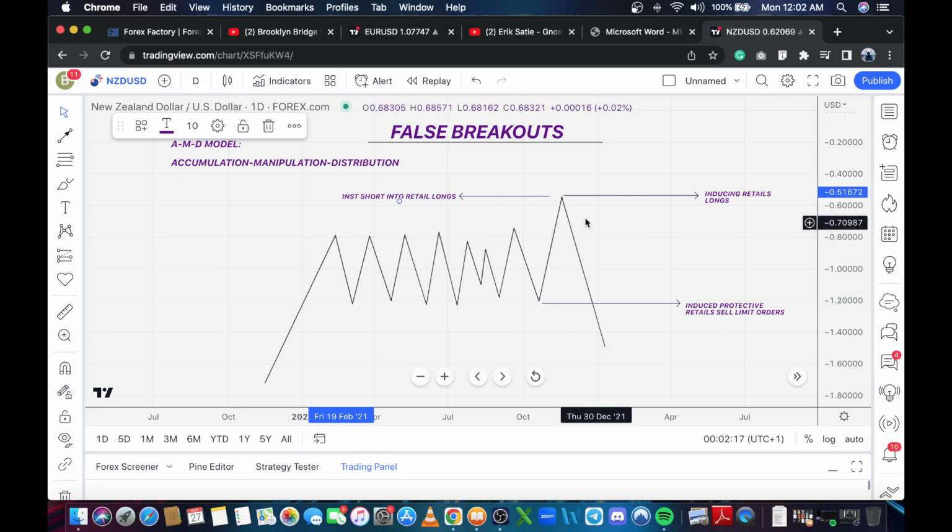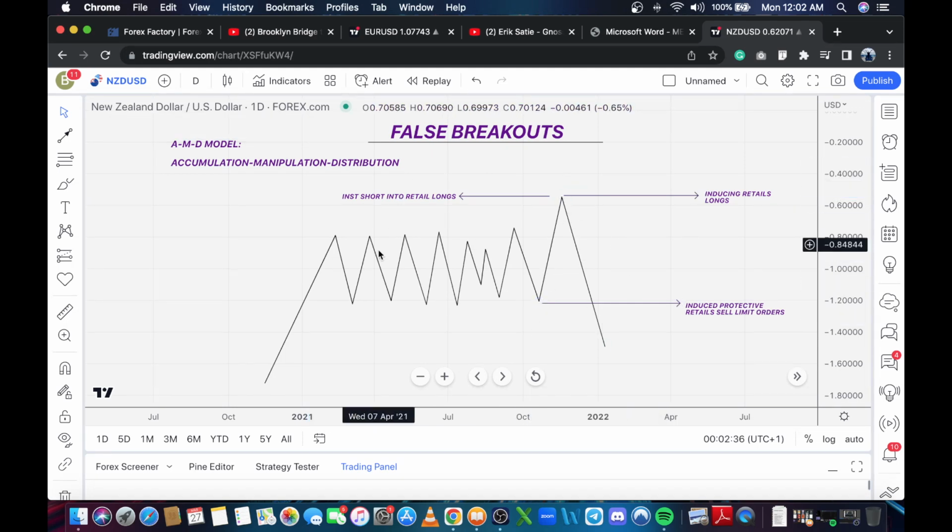Okay, so this is induction of liquidity or engineering of liquidity. Engineering of liquidity in the sense that we're engineering liquidity on the sell side, and then we're inducing liquidity on the buy side, which then causes institutions to be counterparty to retail longs. And that's how you get your AMD model, which is accumulation, manipulation, and distribution. The range is your accumulation, the run higher is your manipulation, and then the true run lower is your distribution.